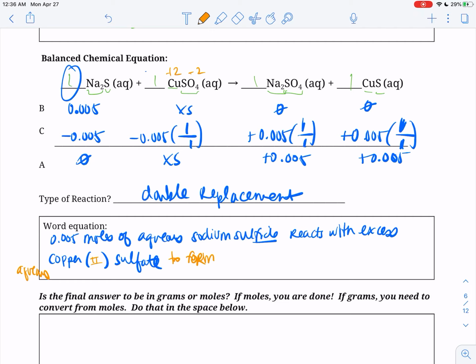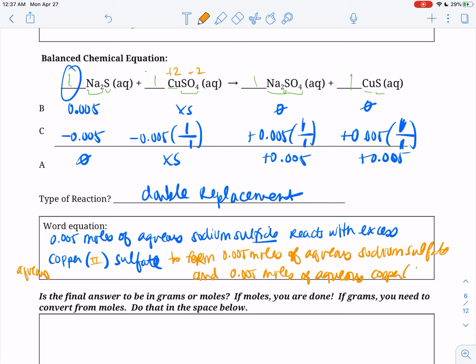To form 0.005 moles of aqueous sodium sulfate and 0.005 moles of aqueous copper 2 sulfide. Make sure you get the Roman numeral.